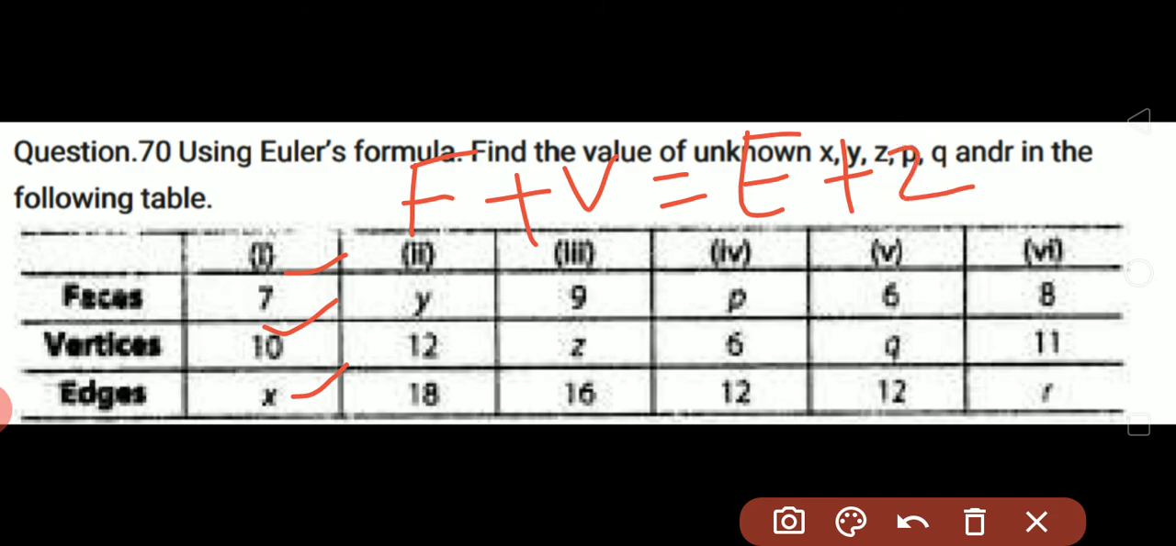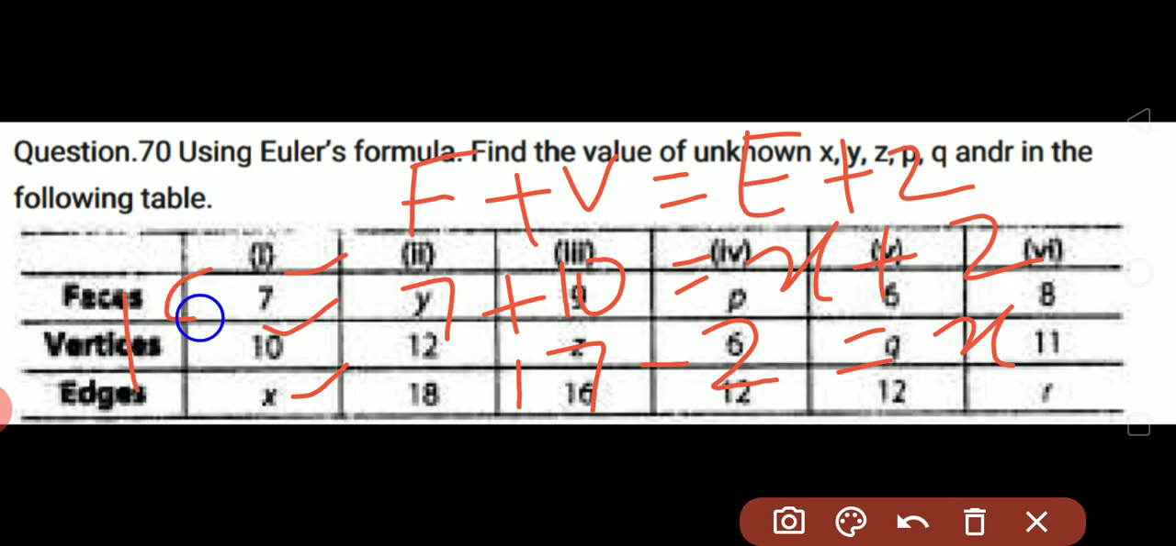Next question. Using the Euler formula, find the value of the unknown x, y, z, p, q. In the first, you have been given 7 faces, 10 vertices and x edges. So according to the Euler formula, you know that f plus v equals e plus 2, right? So f is 7, v is 10, and e is x, plus 2. So this is 17. If you transpose this 2 from left to right, x equals 17 minus 2, that is 15. So 15 is the right answer for the first part.